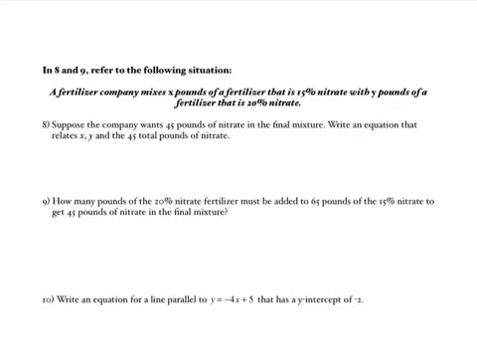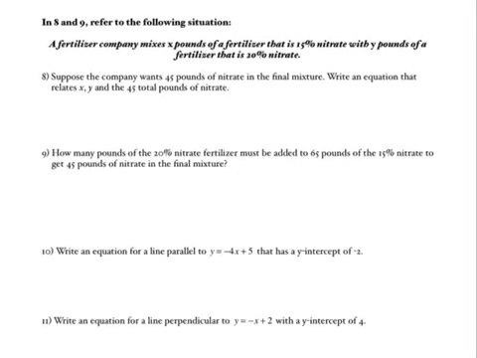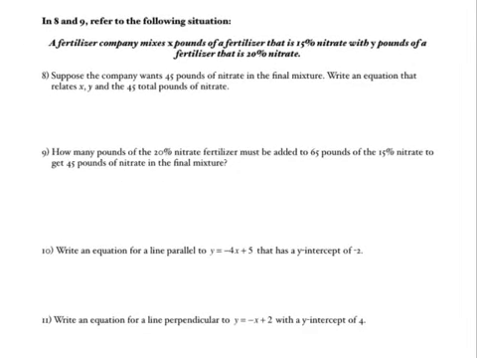Okay, so 8 and 9 is very similar to a lot of the problems we've done so far that have to do with mixtures. Now, we've been doing a lot of chemicals and acid in the solutions and things like that. This is talking about fertilizer with nitrate, but it really is exactly the same type of thing. We have X pounds of a 15% nitrate solution and Y pounds of a 20% nitrate mixture. We want 45 pounds of nitrate total.